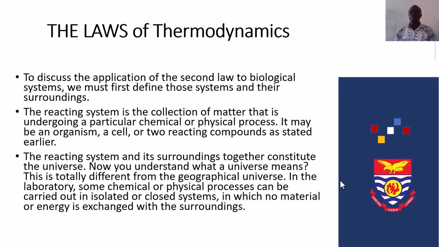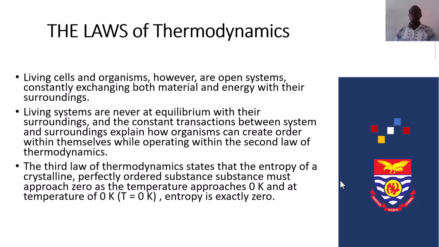In the laboratory, some chemical or physical processes can be carried out in isolated or closed systems, in which no material or energy is exchanged with the surroundings. Living cells and organisms, however, are open systems, constantly exchanging both material and energy with their surroundings. Living systems are never at equilibrium with their surroundings, and the constant transactions between systems and surroundings explain how organisms can create order within themselves while operating within the second law of thermodynamics.